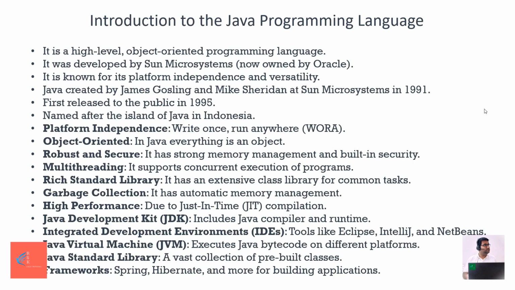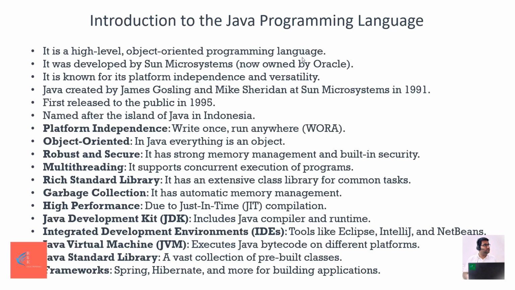You can see I have added some short notes here for you to remember. Java is a high level object oriented programming language. It was developed by Sun Microsystems, now owned by Oracle. It is known for its platform independence and versatility. Java was created by James Gosling and Mike Sheridan at Sun Microsystems in 1991. Its first version was released to the public in 1995. It is named after the island of Java in Indonesia.